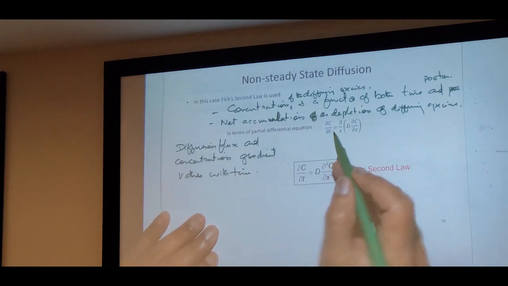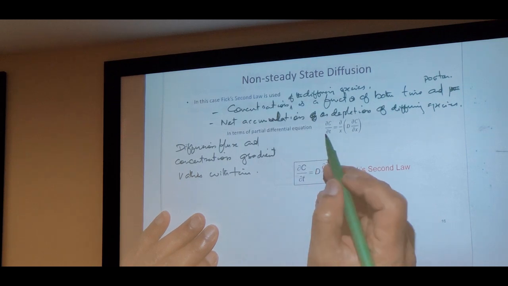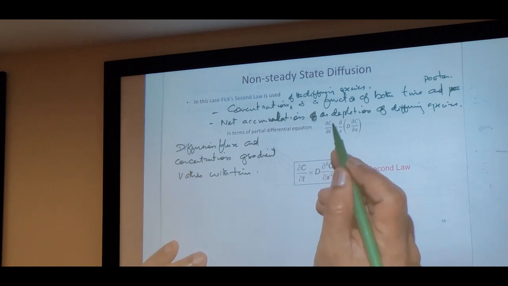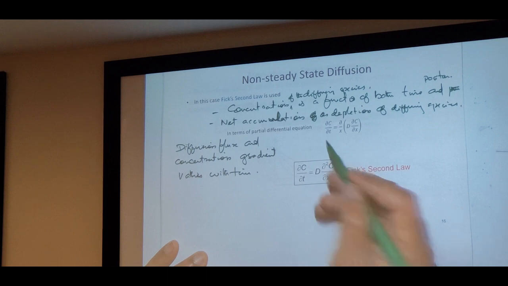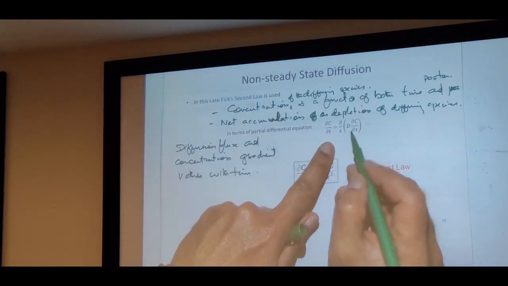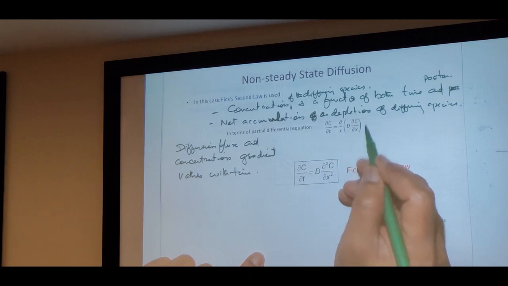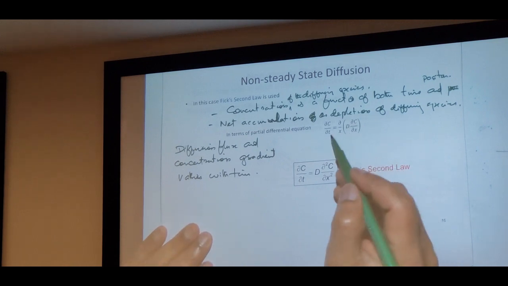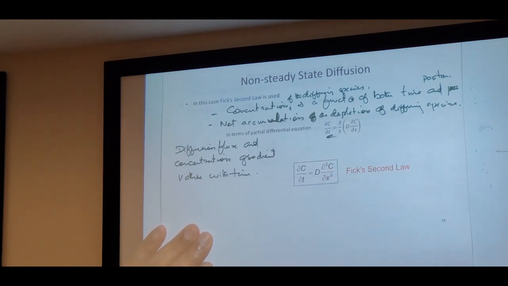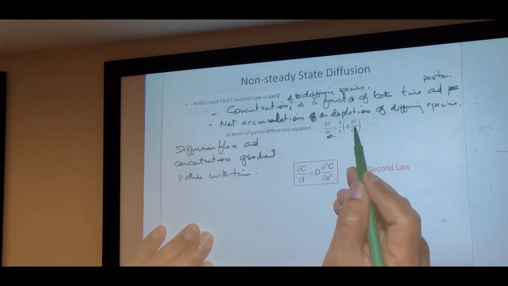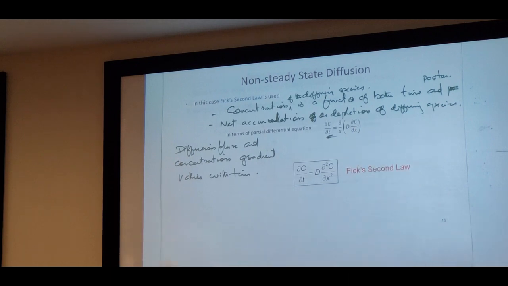So from here, in terms of a partial differential equation, we can write it as dou C, the partial concentration, over dou T is equal to dou by dou x of D into dou C by dou x. This is from Fick's first law itself, but it varies with time. That is the reason why you have that time factor here.